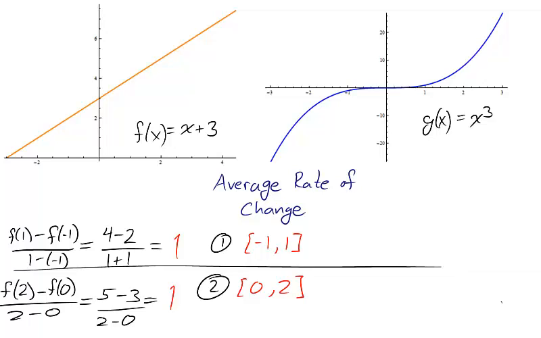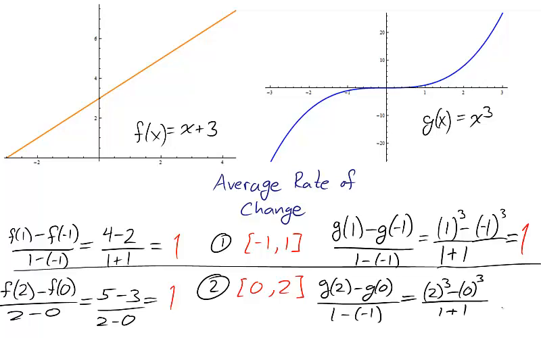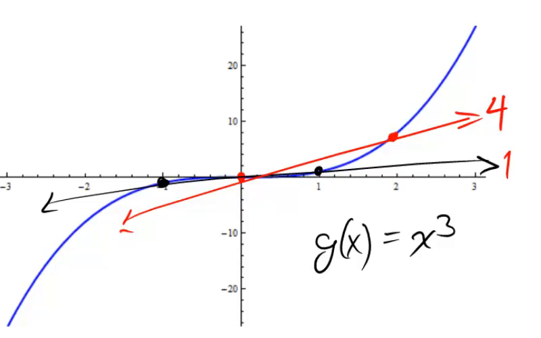Turning to part 1 of g, we use the equation for average rate of change, with 1 replacing b and -1 replacing a. We then plug 1 and -1 into x cubed to calculate a rate of change of 1. A similar calculation in part 2, with 2 replacing b and 0 replacing a, we calculate an average rate of change of 4. Notice x cubed does not have a constant rate of change, a fact which can be visualized through secant lines. The red line has slope 4 and is the secant line for points 0 and 2, while the black line has slope 1 and is the secant for points -1 and 1.